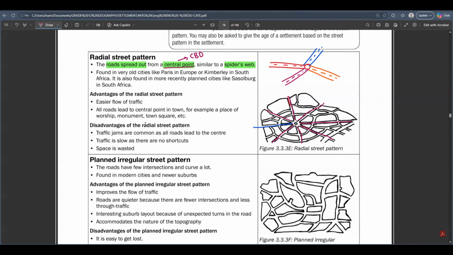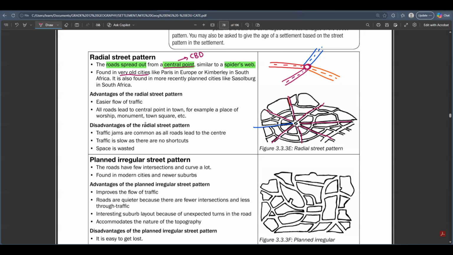A radial straight pattern. What is the common point or the central point? No matter the point at the center where all the roads are going, we call it the CBD. Usually, it is the CBD because the Central Business District is the city center. This one is also found in very old cities as well, like Paris and in Europe and Kimberley in South Africa.